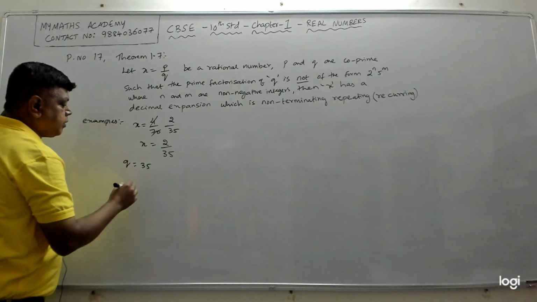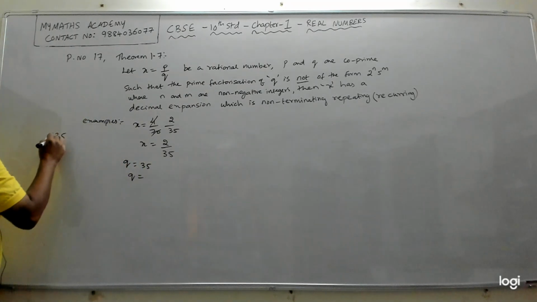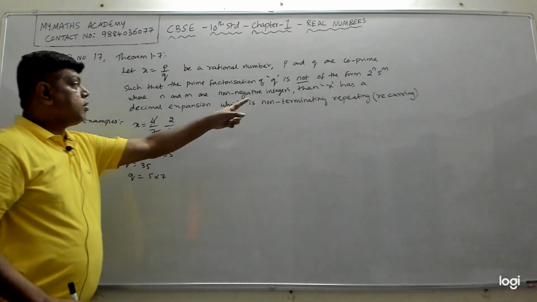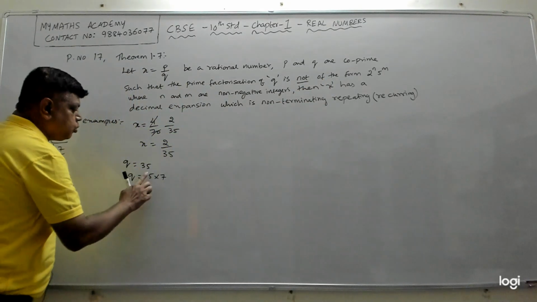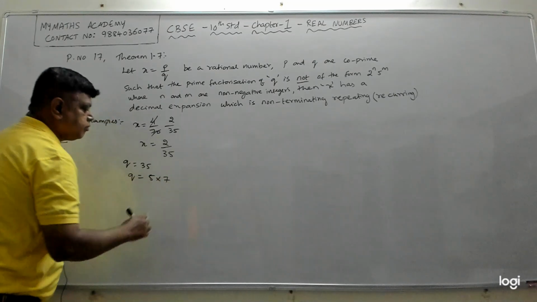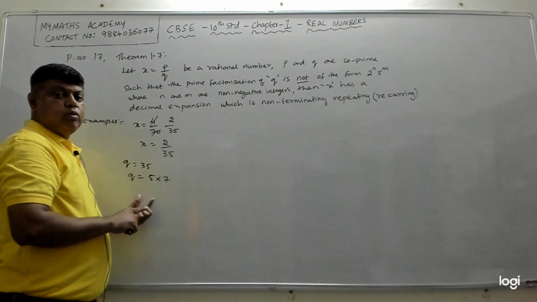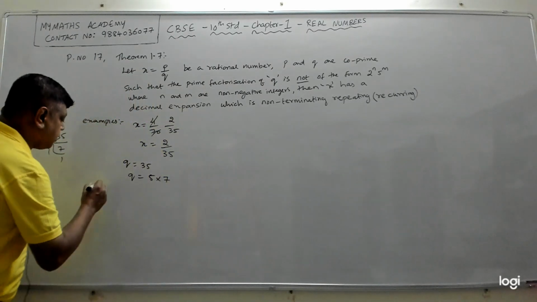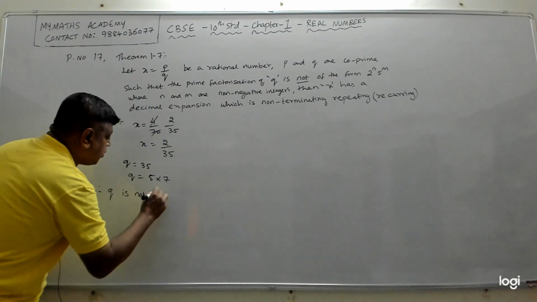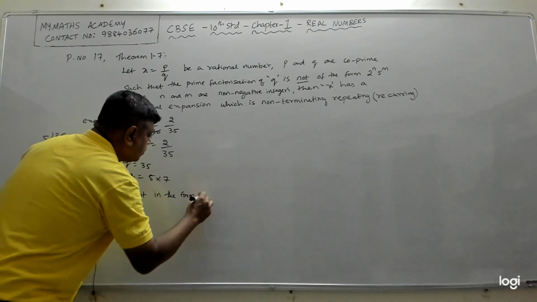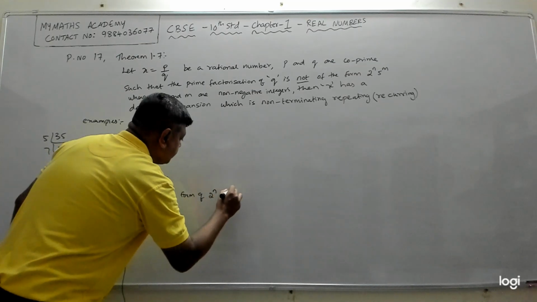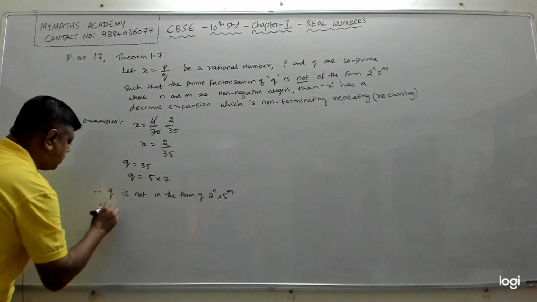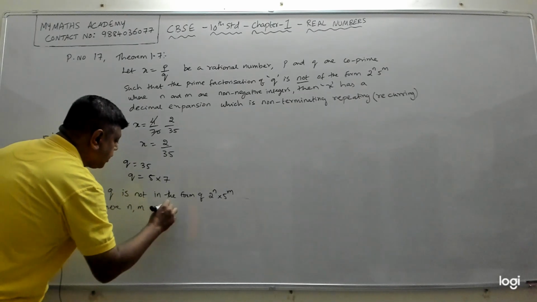q is 35. So 35 can be written as, if you do the prime factorization for 35, 5 times 7. Is it in the form of 2 power n 5 power m? Does it have 2 and 5? No. 5 into 7. It should have only 2 or only 5 or only 2 and 5. But it has 5 and 7. So it is not in this form. So we'll say, therefore q is not in the form of 2 power n into 5 power m, where n and m are non-negative integers.